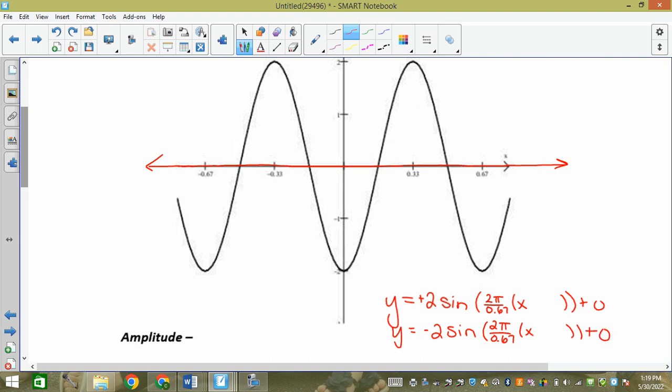So once again, we look for the closest intersections. Here's one. Here's the other. This one's downwards. This one's upwards.